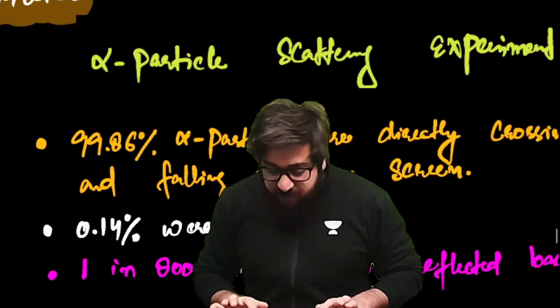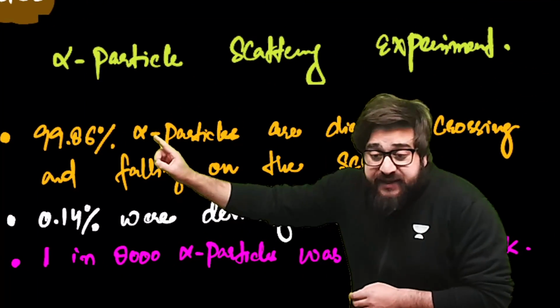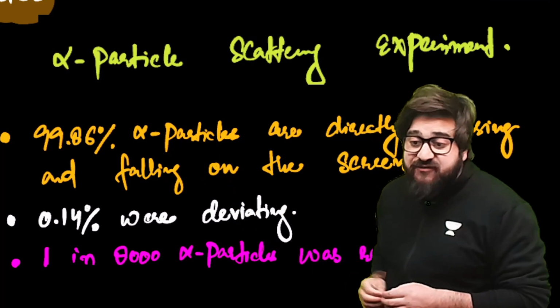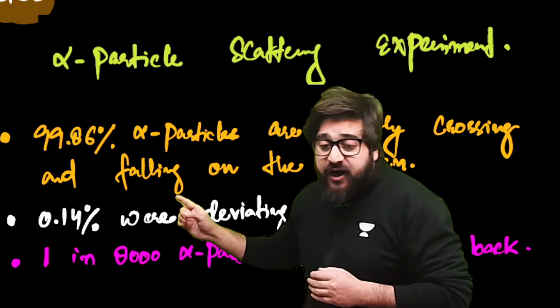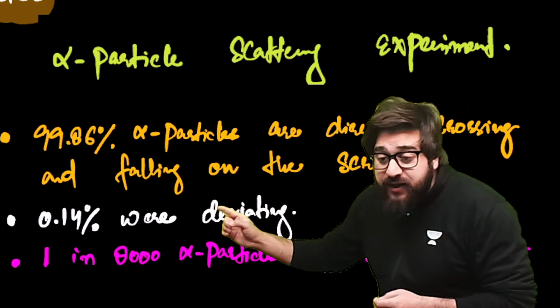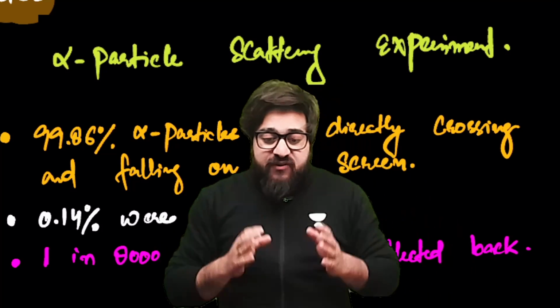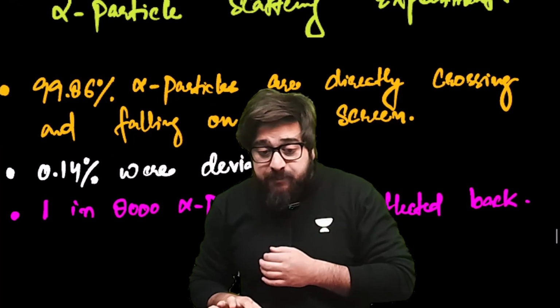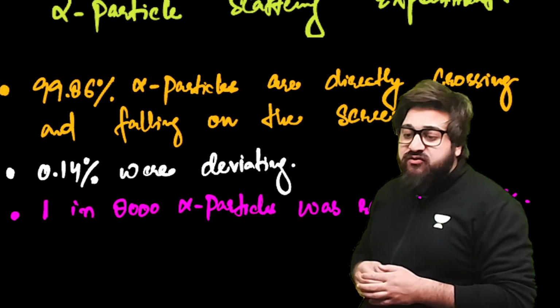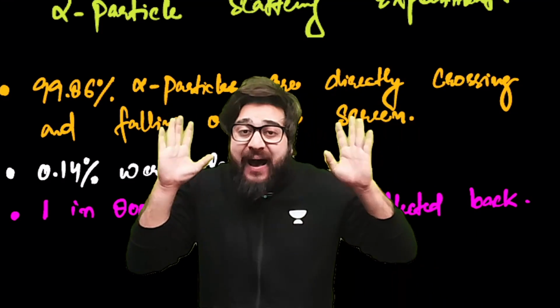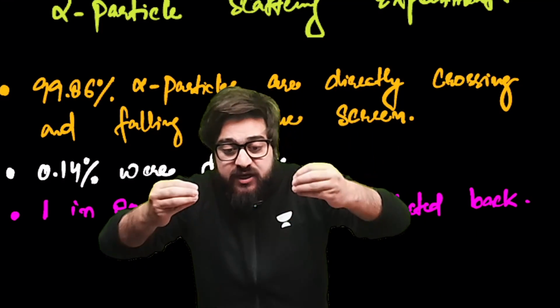So in this experiment, what he observed is that 99.86% of alpha particles directly cross and fall on the screen. Only 0.4% of alpha particles were deviating. What does that mean? 1 in 8,000 alpha particles was reflected back. If you send 8,000 alpha particles, only one is reflected back.